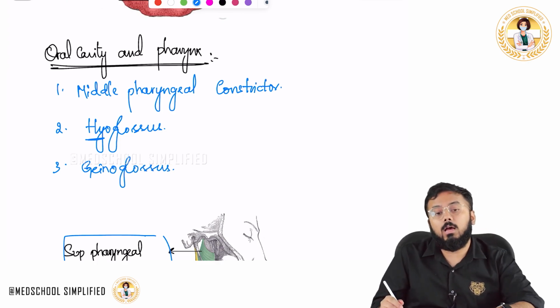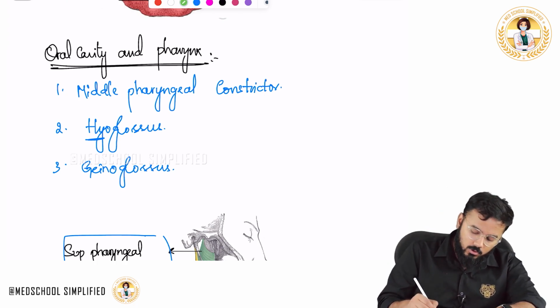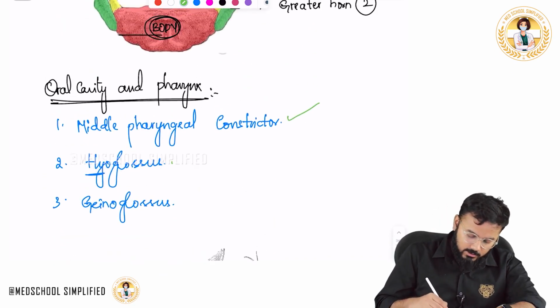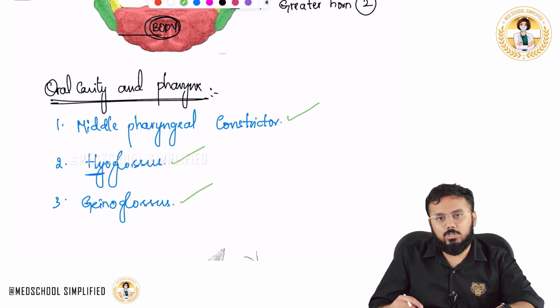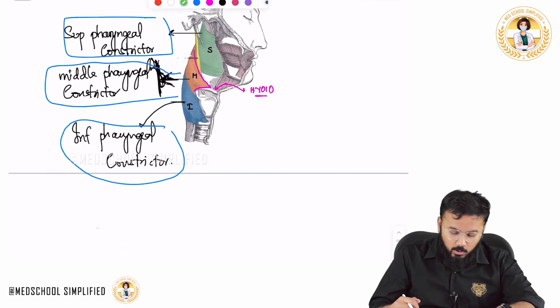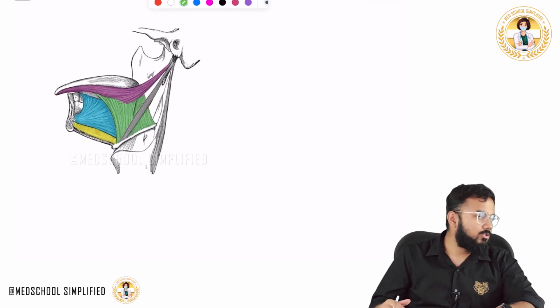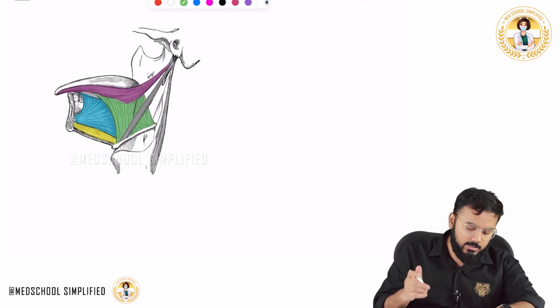Genioglossus muscle. So what are the different kinds of muscles that are attached to the hyoid bone? One is called the middle pharyngeal constrictor. I have shown you in the picture here itself. Next, hyoglossus as well as genioglossus. So these are the two muscles that are attached here. How can you see hyoglossus and genioglossus? You can see them only from the lateral side. So from the lateral side, if you look at this picture, this is how it looks.